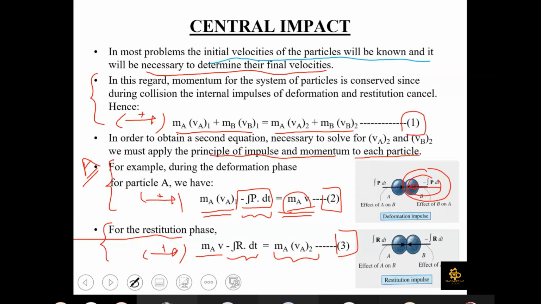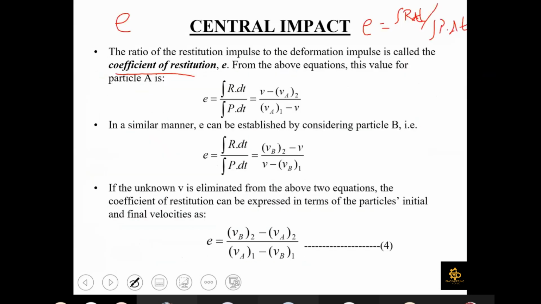From equation number 2 we can determine the value of integral p dt, which comes out to be MAVA1 minus MAV. Yes, sir. From equation number 3 we can find the value of restitution impulse to be equal to MAV minus MAVA2, isn't it? Yes, sir. Okay, so from equation number 2 and 3 we can find the values of p dt and r dt. So putting those values in this ratio formula, which is the coefficient of restitution, we are going to get equation A, which is E equal to V minus VA2 over VA1 minus V.